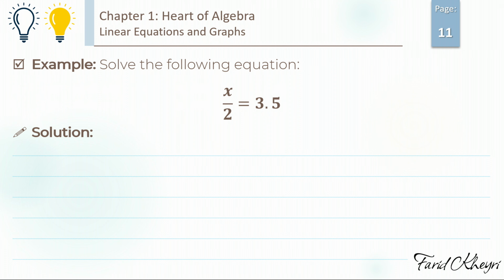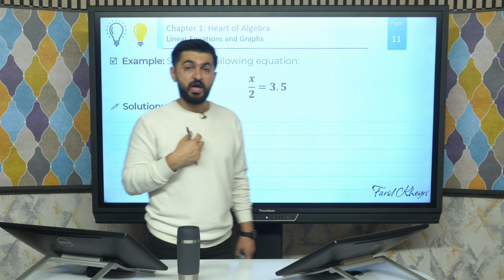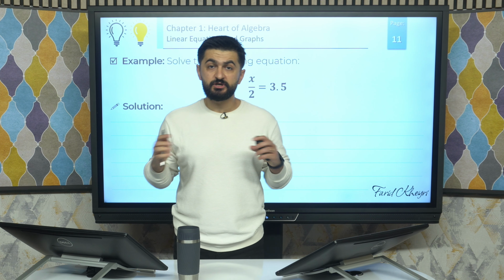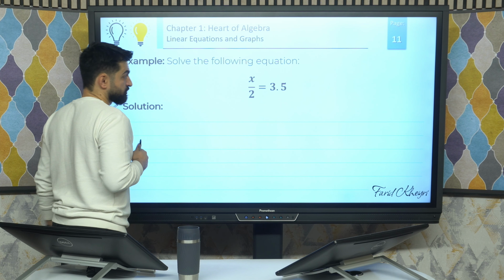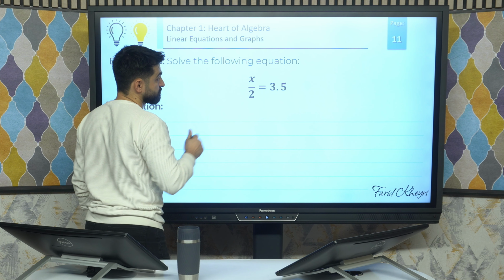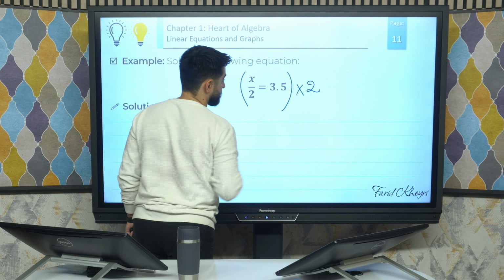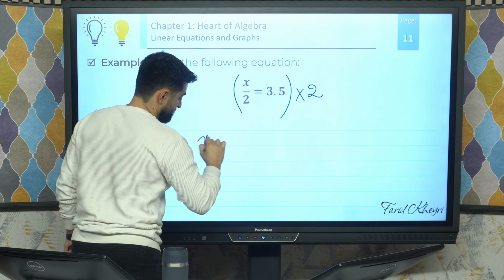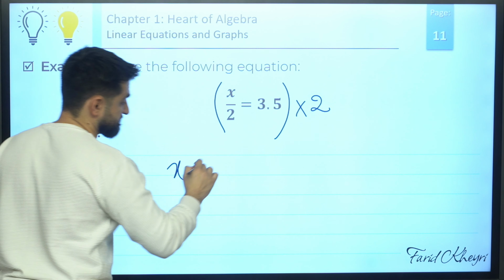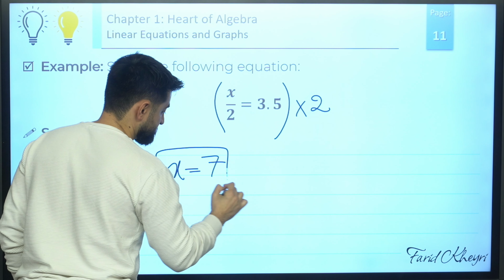What do you think of this? What do we have to do to solve this? In my point of view, we have to multiply both sides by 2. Why? Because we have to get rid of this 2 in the denominator. So if we multiply both sides by 2, the result will be x is 7. And that's it.